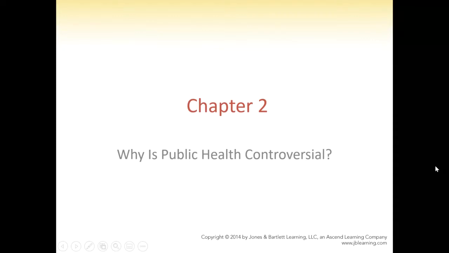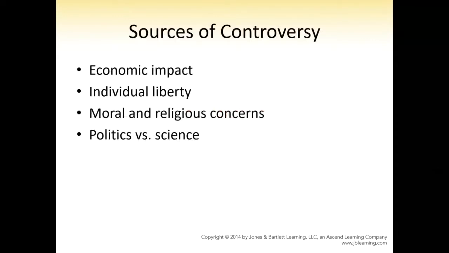So chapter 2, and this is the part that you're going to do your assignment on. Why is public health controversial? So here are the sources of controversy when we talk about public health. 1 is the economic impact, or the money. 2 is individual liberty. So think about freedom of choice versus being told what to do. 3 is moral and religious concerns. And then 4, as you know, I'm sure, is the politics versus the science.